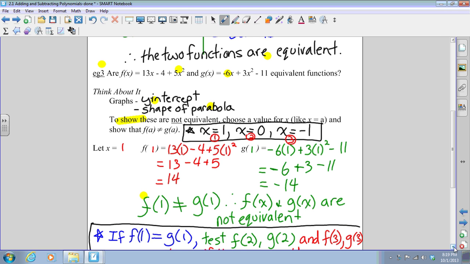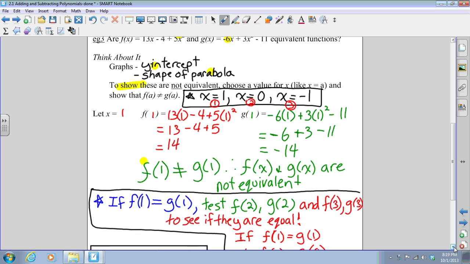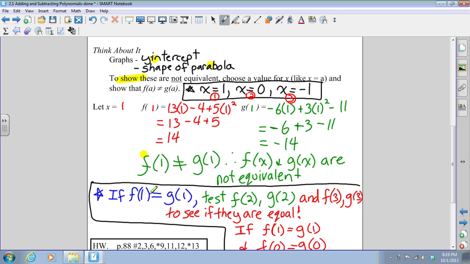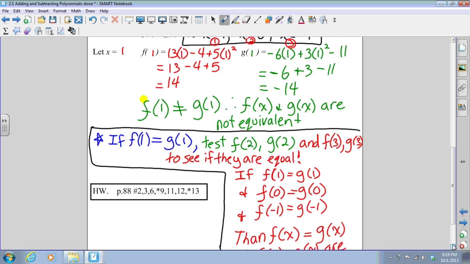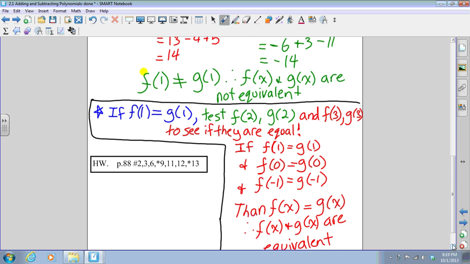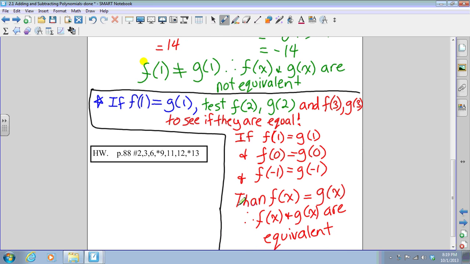Okay? If, however, folks, g(1) equals f(1), test for f(2) and g(2), or f(3) and g(3) to see if they are equal, simply because those parent functions tend to have similar points and still not be equivalent. And just remember, when you're done, if they are equal, then they are equivalent.